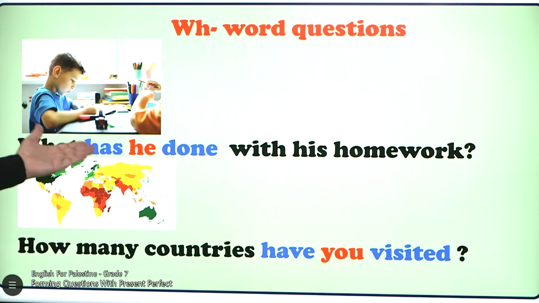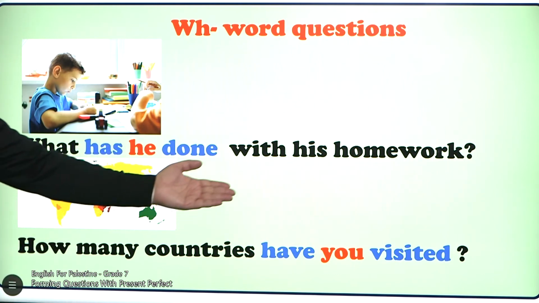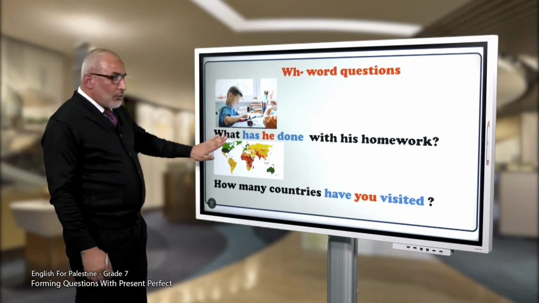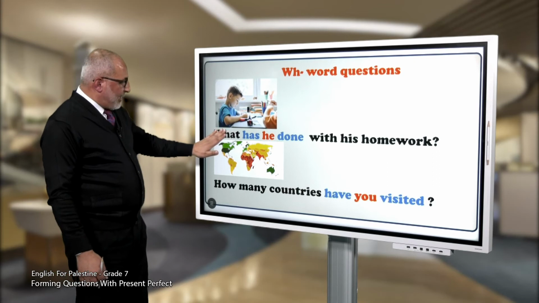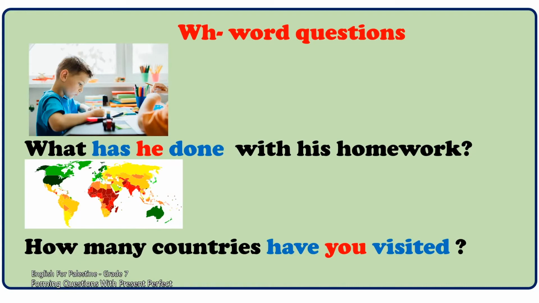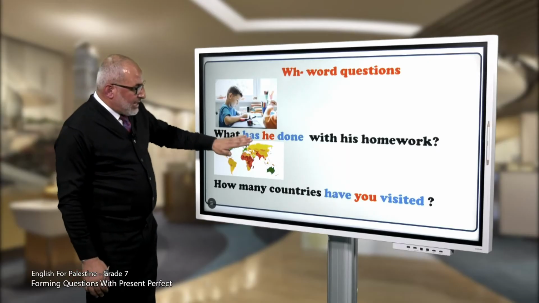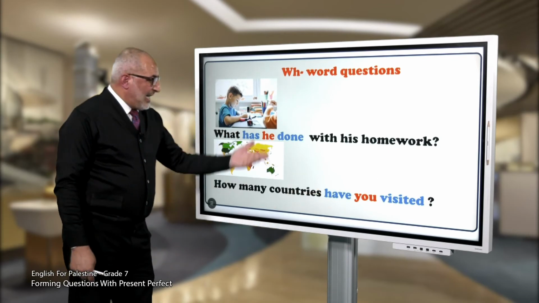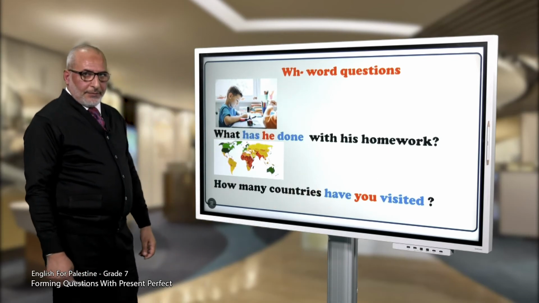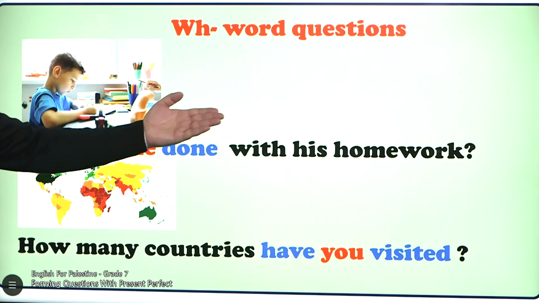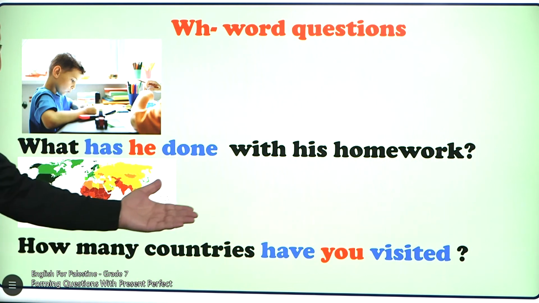What has he done with his homework? How many countries have you visited? If you notice here, we start the question with a WH word, what here, and how many countries here. These are WH words. Then we use the auxiliary, has with singular, have with plural, and then the past participle of the verb. Yes. Again, what has he done with his homework? How many countries have you visited?